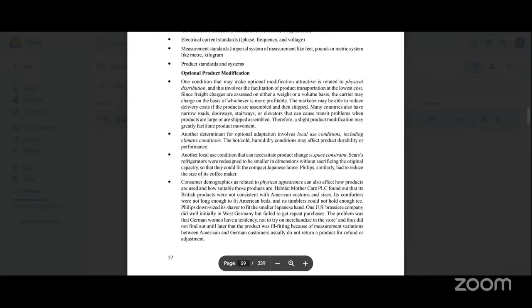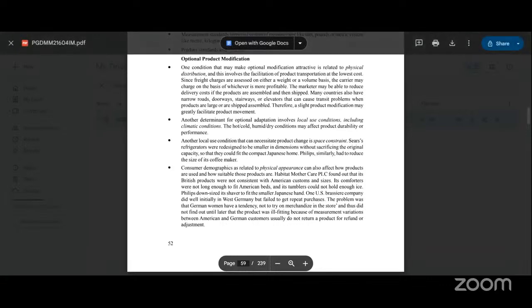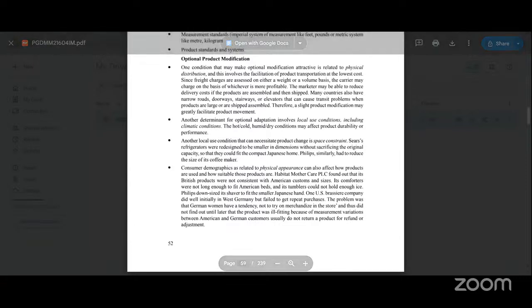The optional product modification can happen based on the physical distribution. Here there is a modification attractiveness attached to it because of the physical distribution. This involves the facilitation of product transportation at the lowest cost. If freight charges are based on either weight or volume, we also need to understand that the carrier can charge on the basis of whichever is more profitable to them. So the marketer may not be in a position to bargain and say, I want one over the other, that is, I want to consider weight over volume or vice versa.